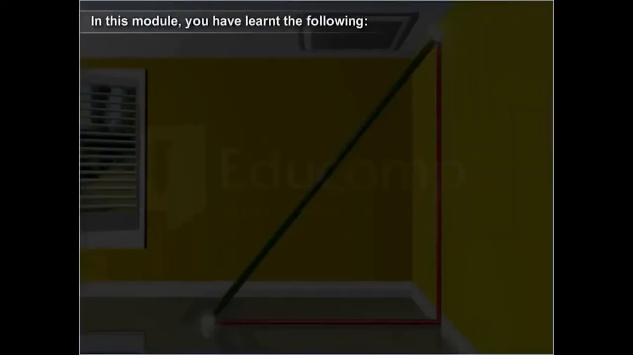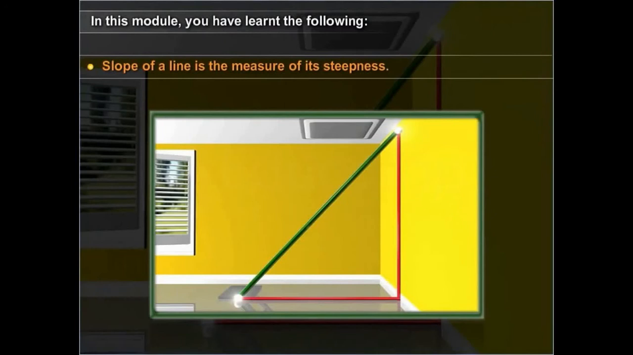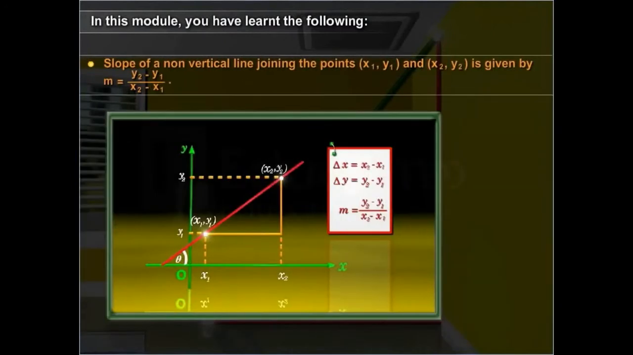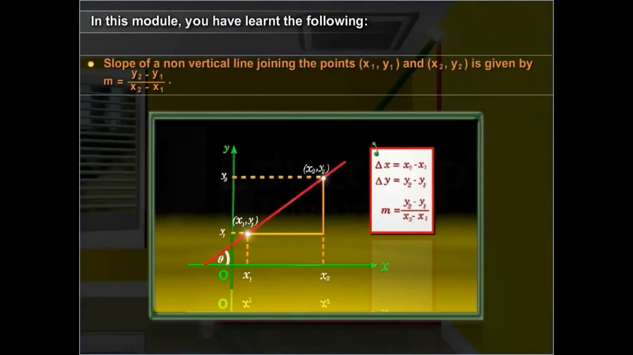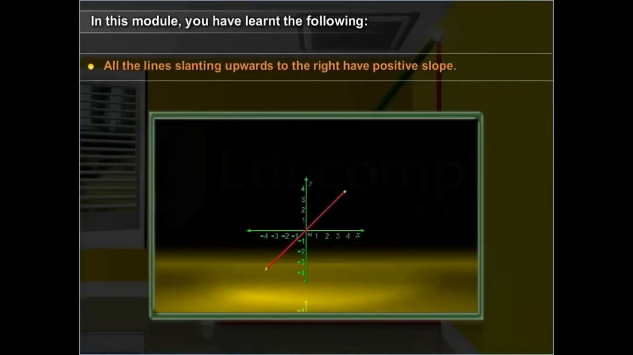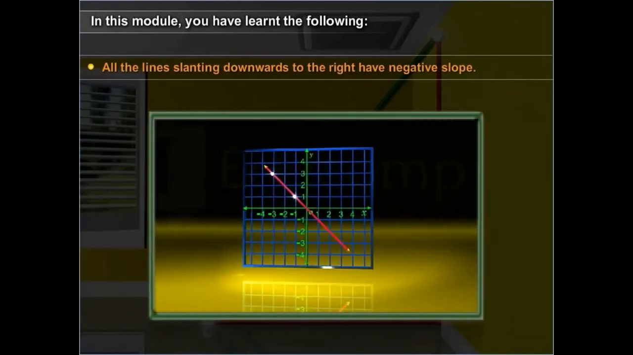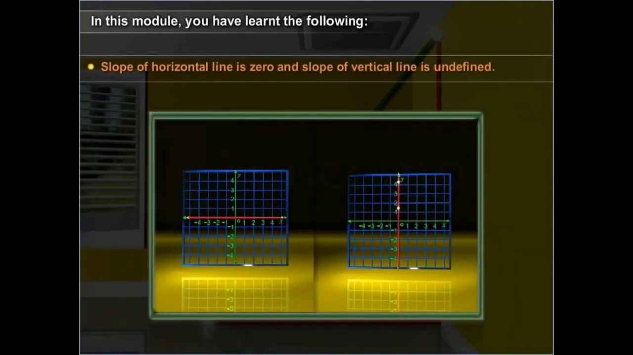In this module, you have learnt the following. Slope of a line is the measure of its steepness. Slope of a non-vertical line joining the points x1, y1 and x2, y2 is given by m is equal to y2 minus y1 upon x2 minus x1. All the lines slanting upwards to the right have positive slope. All the lines slanting downwards to the right have negative slope. Slope of horizontal line is 0 and slope of vertical line is undefined.